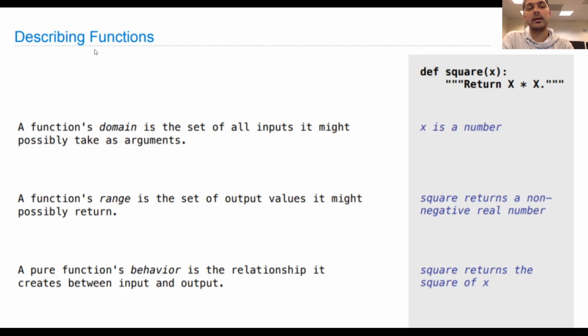And so for the square function, the domain is all real numbers. So x is a number, any number. And the range is the set of all output values that the function can return. So it returns a non-negative real number, that's the range of this square function.